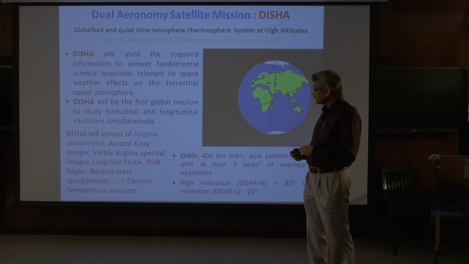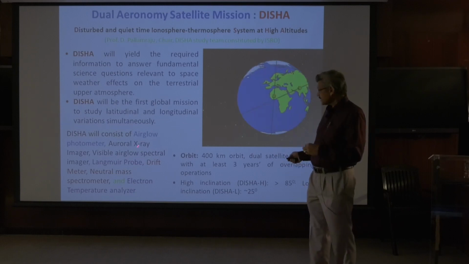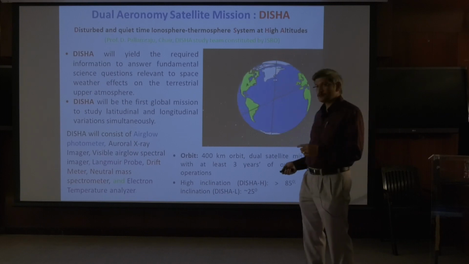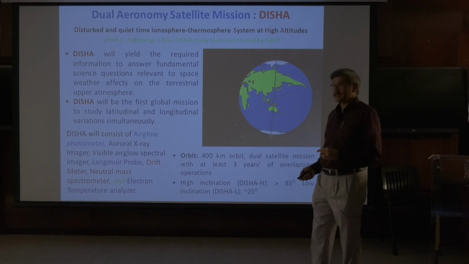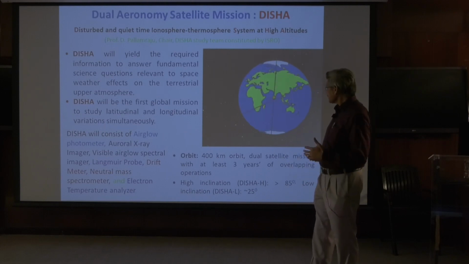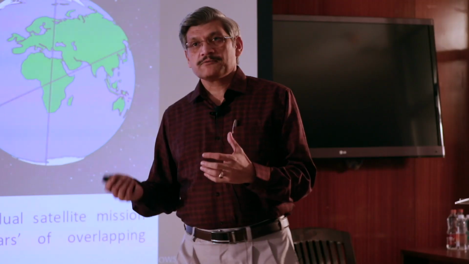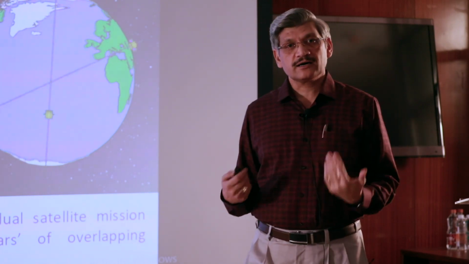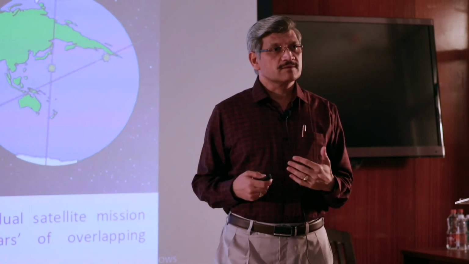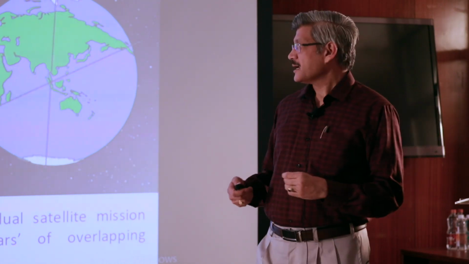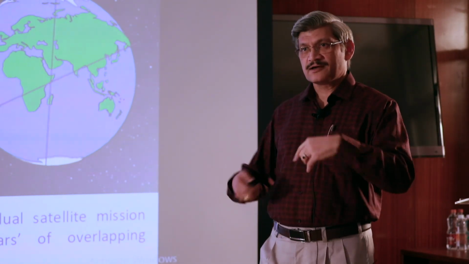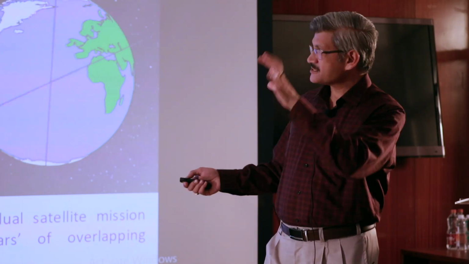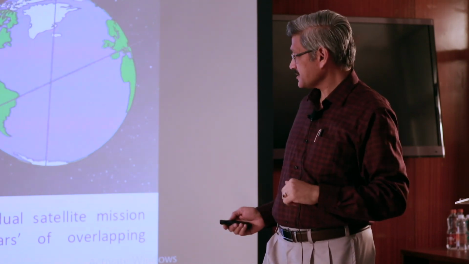This will be wholly an Indian mission, so other institutions are also involved. The payloads are an auroral X-ray imager, visible airglow spectral imagers, Langmuir probes, drift meters, a neutral mass spectrometer, and an electron temperature analyzer, and this will be able to address some of the fundamental science questions, as well as space weather applications, which are getting more and more important. Recently, some of the satellite losses that we have seen from experiments in other countries are all a result of space weather effects or disturbances.